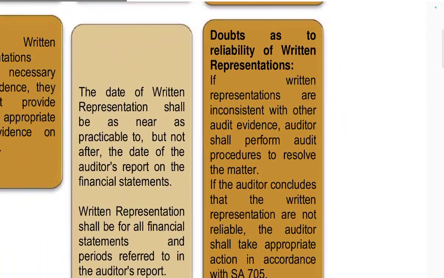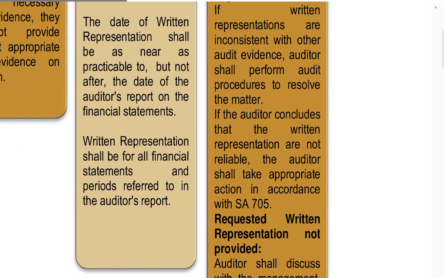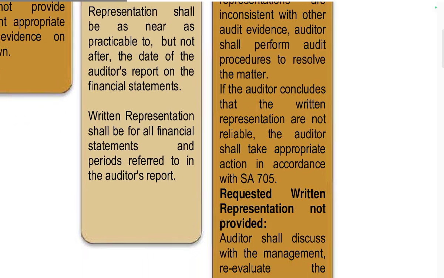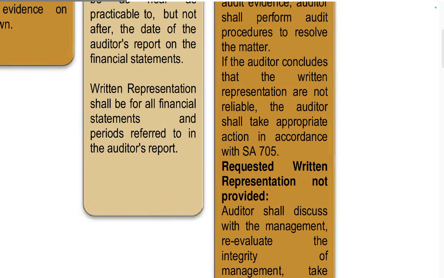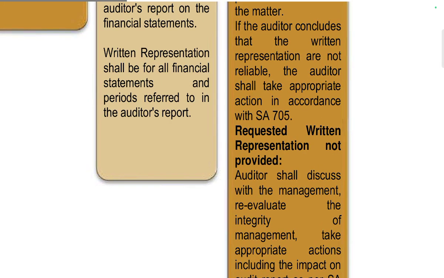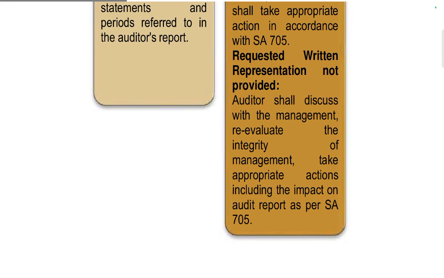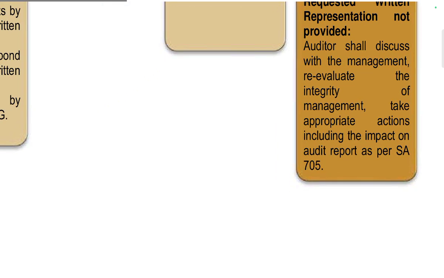Important point to be considered: doubts as to the reliability of written representation. If the written representations are inconsistent with other audit evidence, the auditor shall perform audit procedures to resolve the matter. If the auditor concludes that written representations are not reliable, the auditor shall take appropriate action. If requested written representations are not provided, the auditor shall discuss with management, re-evaluate the integrity of management, and take appropriate action, including determining the impact on the audit report under SA 705.